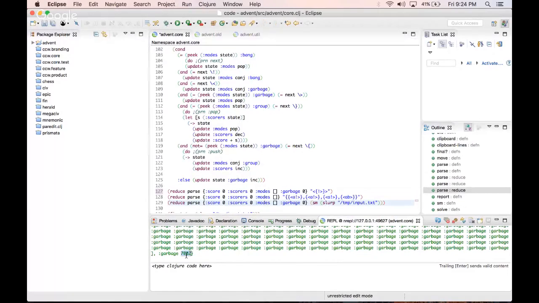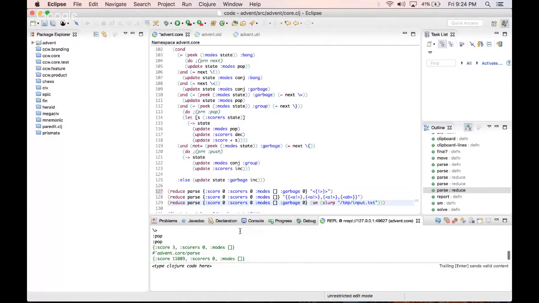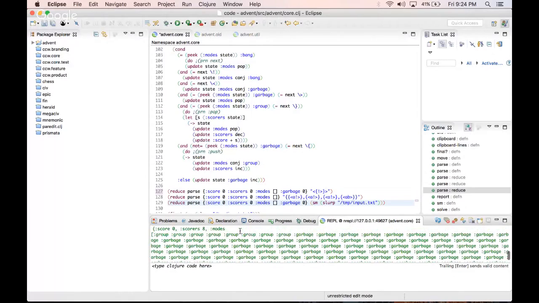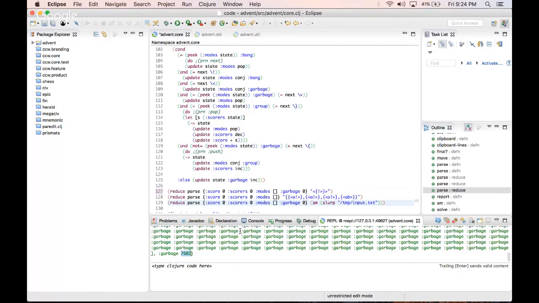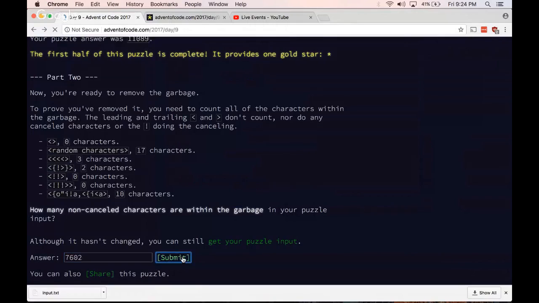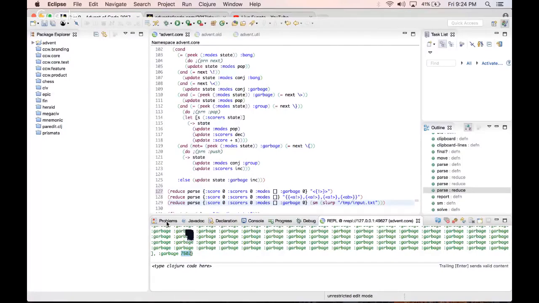Well, this did give us an answer. What is all this going on here? This is group. This is saying all the modes that we're in. I don't know if I have a whole lot of confidence in this, but I'll give it a try. Not the right answer. Okay, so looks like my misplaced confidence was correct.